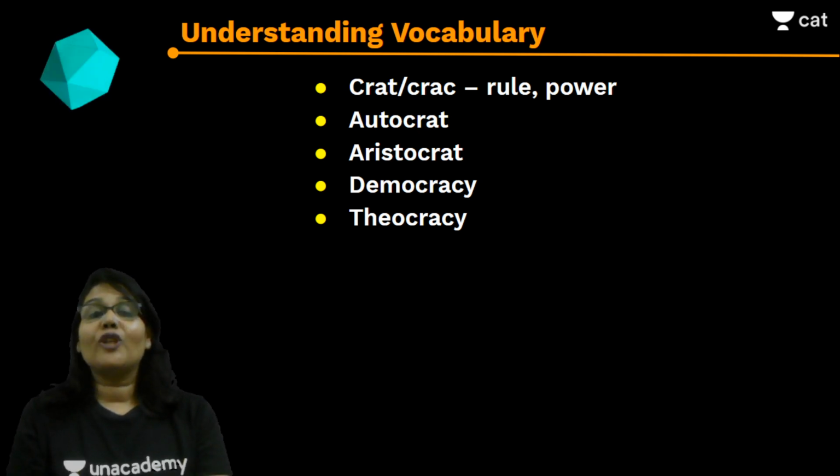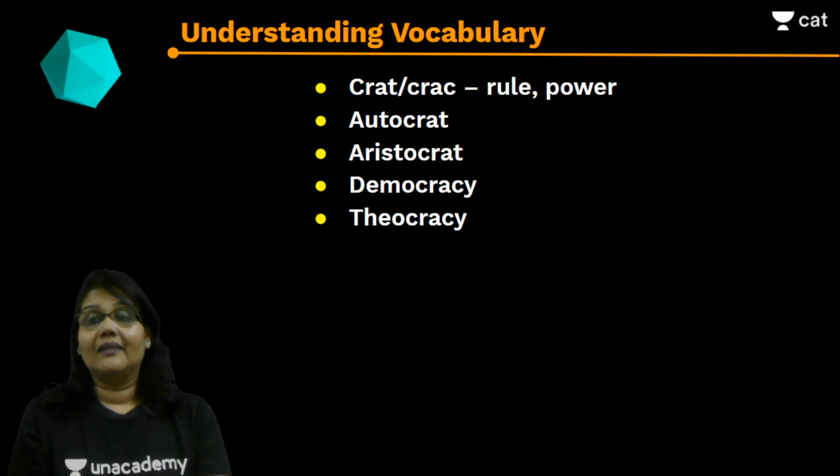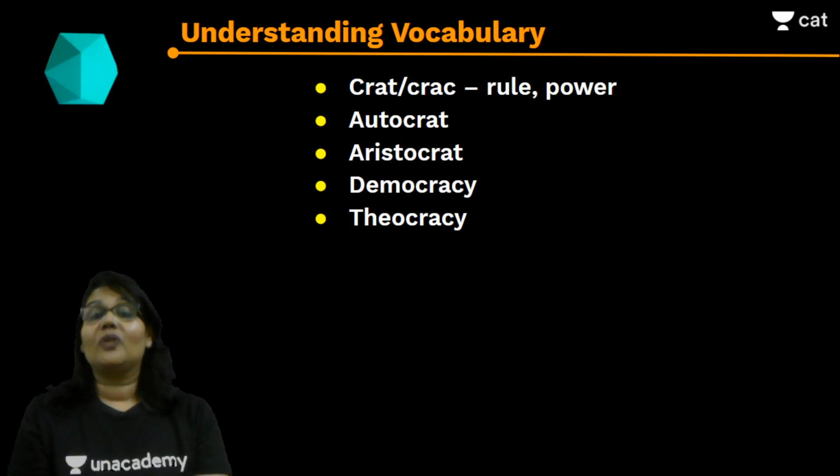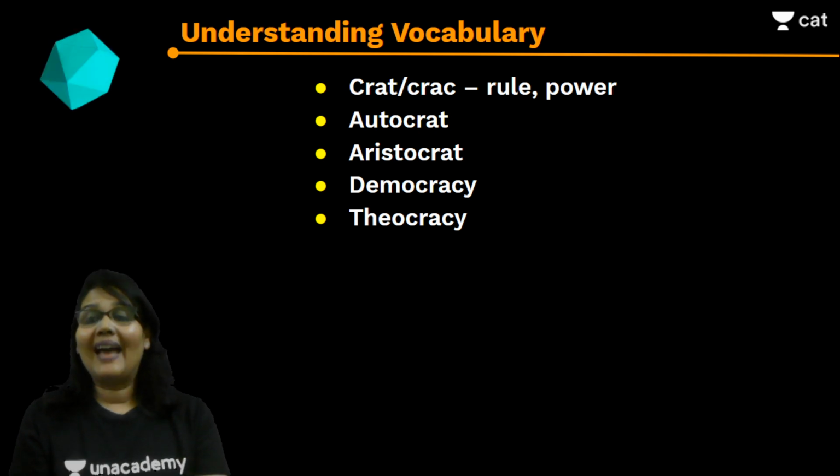Okay. Now, autocrat. Autocrat means a dictator. Who is a dictator? Hitler was a dictator, right? वो कोई किसी का बात नहीं सुनता था, वो अपना ही चलाता था. So such a person who doesn't listen to anyone, or he likes to do whatever he wants, is called an autocrat, right?